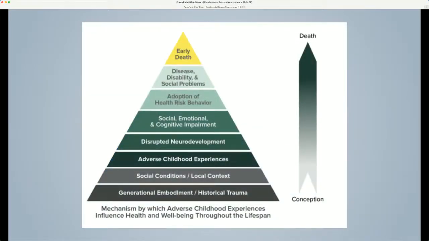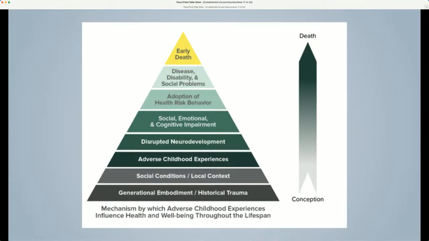So in terms of the impact on future generations, this chart illustrates the mechanism by which adverse childhood experiences influence health and well-being throughout the lifespan. And it can disrupt neural development. Imagine living in communities constantly under siege by policing, people constantly being forced out of their homes through gentrification, kids being moved from one school to the other.